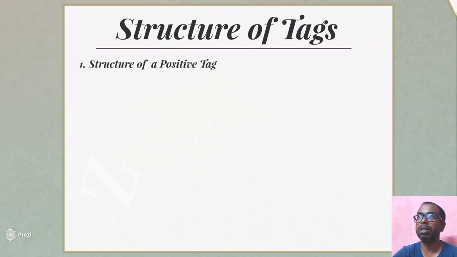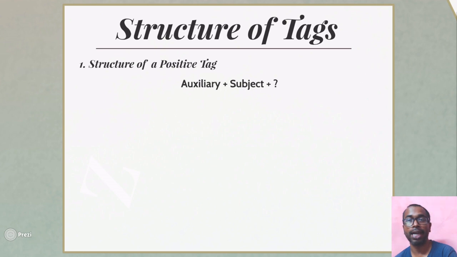Basically, and it's very simple. So first, the structure for a positive tag. Remember, I am telling you the structure of only the tag, the last part of the question, not the statement part. That could be anything, either positive or negative.